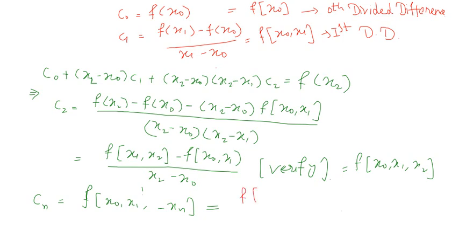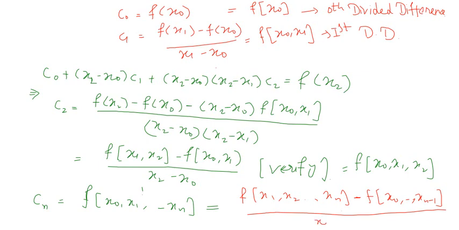We wish to show that this is actually equal to f of x1, x2 and so on to xn, minus f of x naught to xn minus 1, divided by xn minus x naught. These are called higher order divided differences. So we wish to show that this formula is actually true. In that case, we have the previous results.